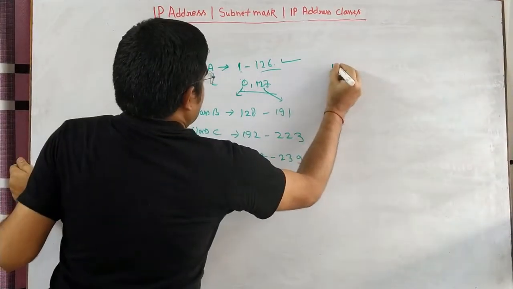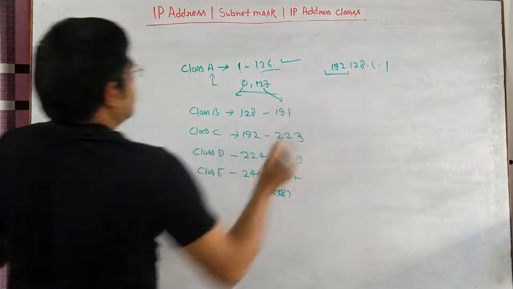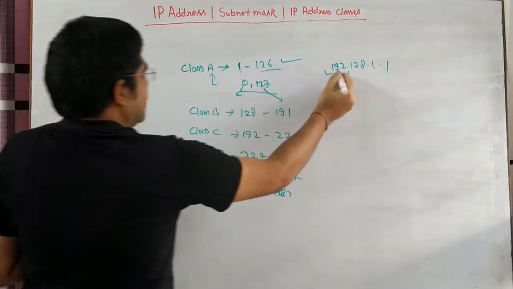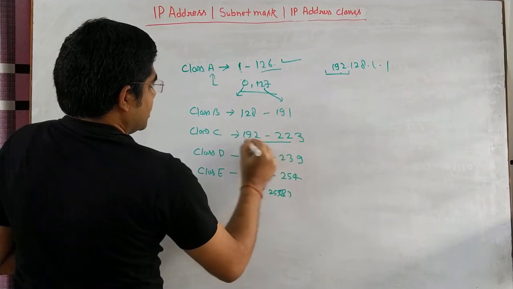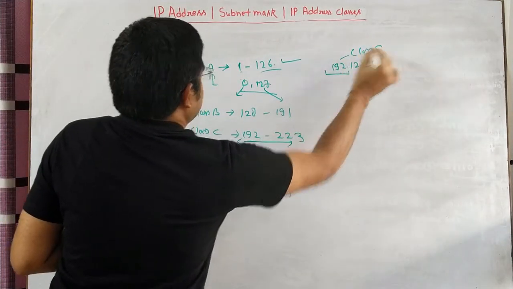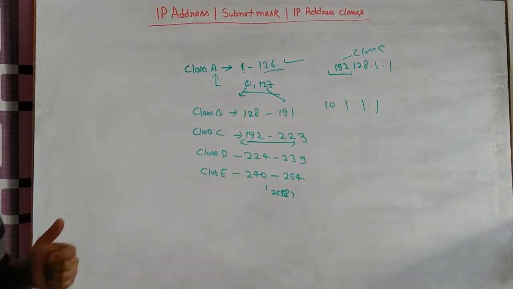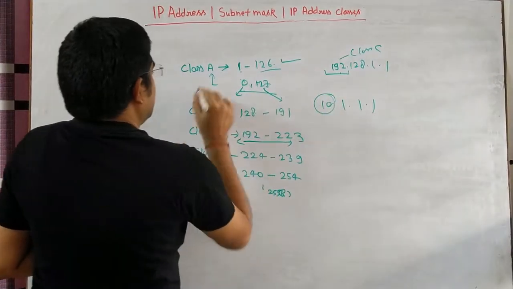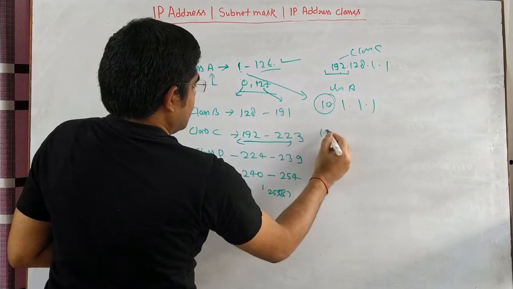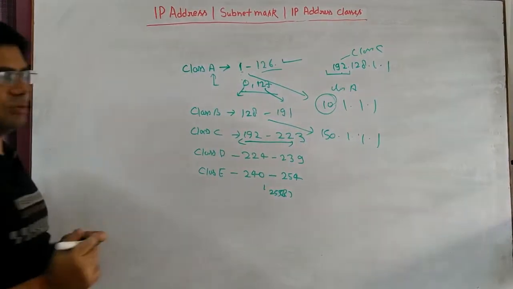So what are these classes for? If we talk about the IP 192.128.1.1, by seeing the first octet you can say which class it belongs to. Here it is 192, so it comes inside class C, so it is a class C address. Suppose I ask you the class of another IP address, you only look at the first block. If it resides in class A, it is a class A address. Or 150.1.1.1 belongs to class B, so it is a class B address.